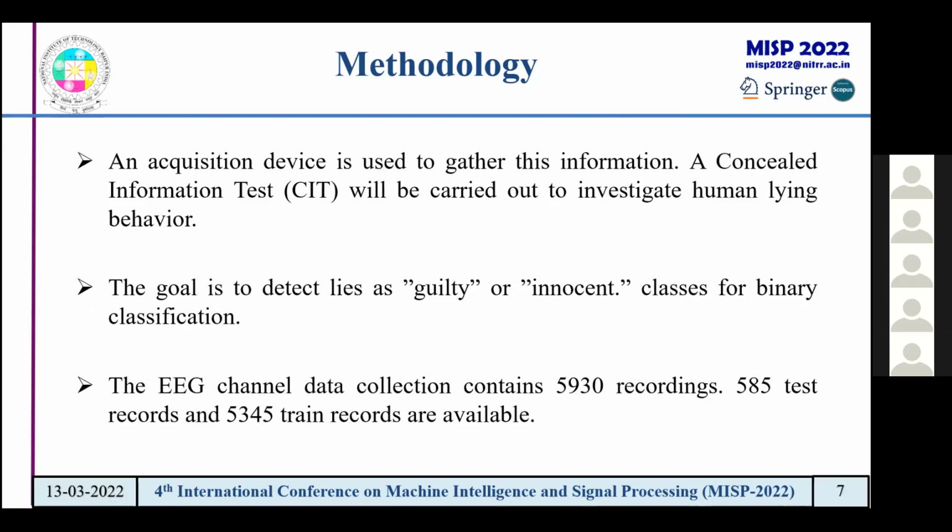So here is the methodology. We gathered the ECG data from a console information set. Here we are using two labels: one is a guilty label and the other is an innocent label. The ECG data has a total of 5,930 records: 585 test records and 5,345 training records.